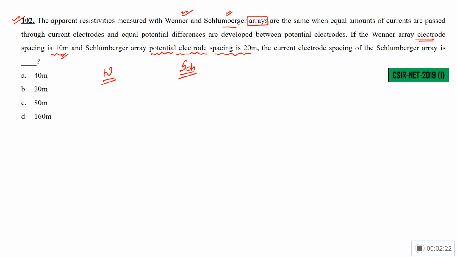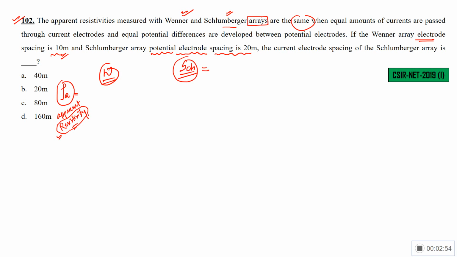They get the same apparent resistivity measured in both. What is the apparent resistivity? Rho A is the apparent resistivity. When we measure this property it is always apparent; we cannot get the true resistivity value. So whatever apparent resistivity value you get in the Wenner configuration, the Schlumberger value is the same.